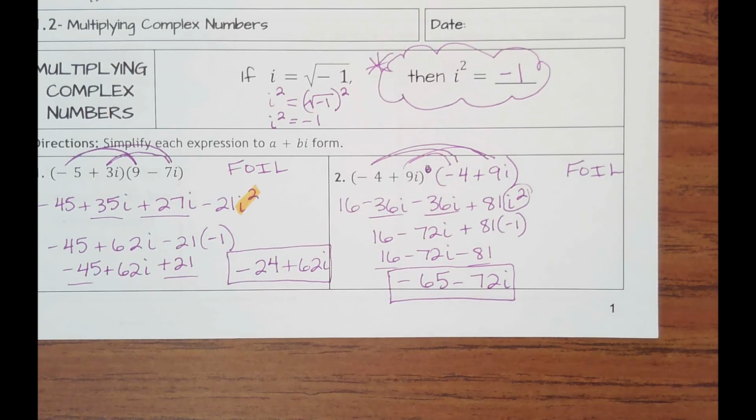Okay, as long as I did my math right, I got -65 minus 72i. If you have any questions on that, please ask me.